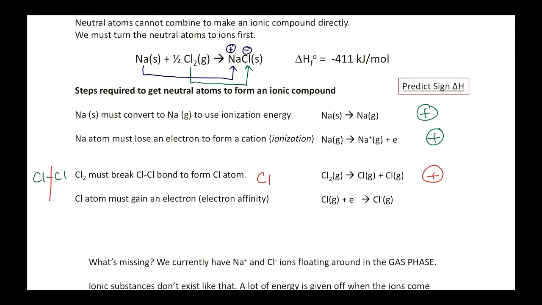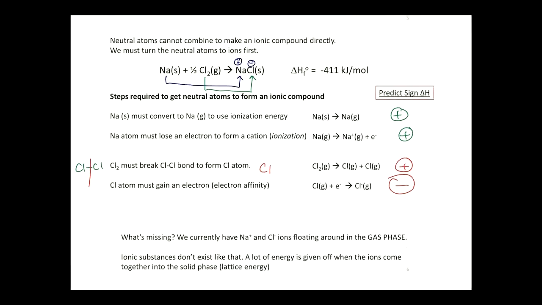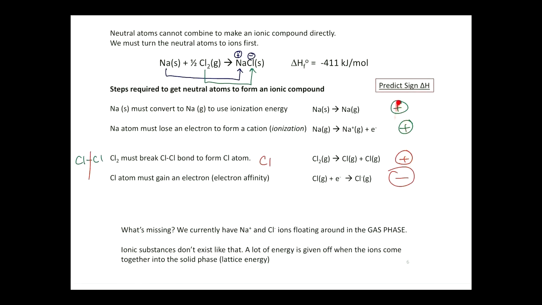All right, last one. Now that we have a chlorine atom floating around in space, that chlorine atom can gain the electron that was yanked off of sodium. That is electron affinity, right? Okay, so now let's predict the sign. What's the sign of this reaction? Negative, yes. The first electron affinity, especially for a nonmetal, is negative. It's exothermic.